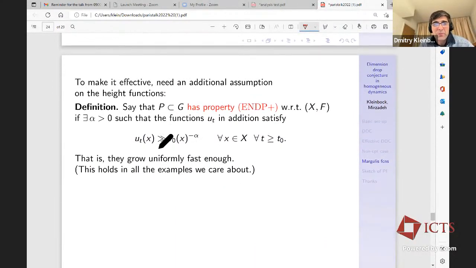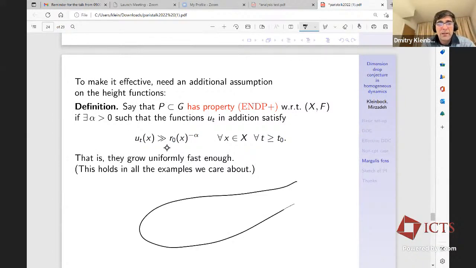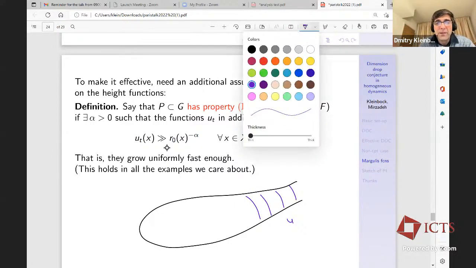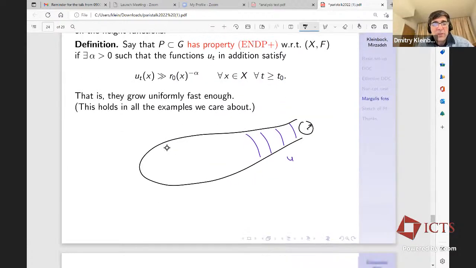And I wasn't sure if I have enough time for this, but this can be done. So you can say that you have property END_P plus if in addition you know that these functions grow uniformly fast enough, where you measure it towards the injectivity radius. Okay, so you compare the growth of this u with the radius, the smallest ball that you can put there. Okay, and you have this R0 of x to the power minus alpha for some fixed alpha. So if you can relate this height function to injectivity radius, basically, then you can even do this quantitatively.